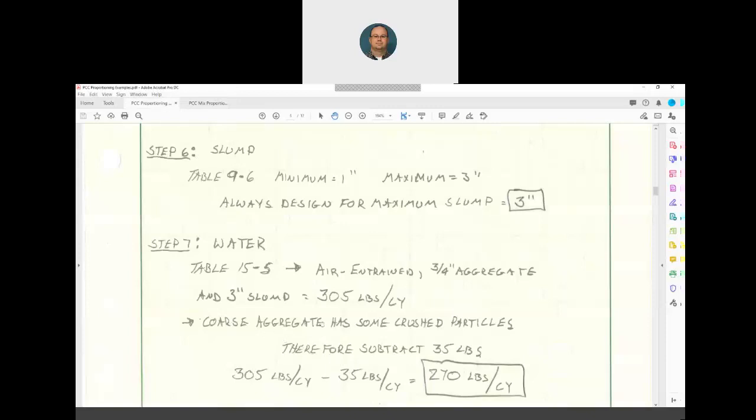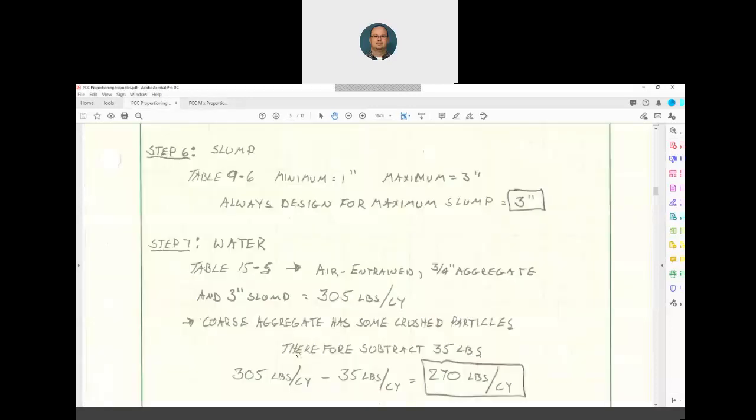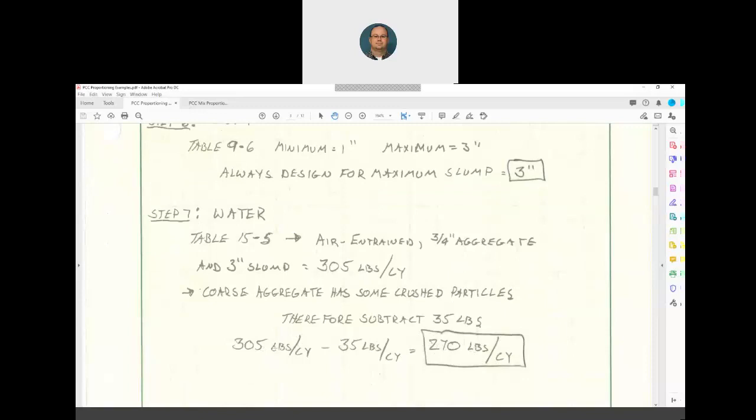Coarse aggregate has some crushed particles. So that means I have to subtract 35 pounds. Okay. So now I am at 305 pounds per cubic yard. That's based on the table. And I'm subtracting 35 pounds per cubic yard. So now I'm going to use 270 pounds per cubic yard of concrete, of water. All right.